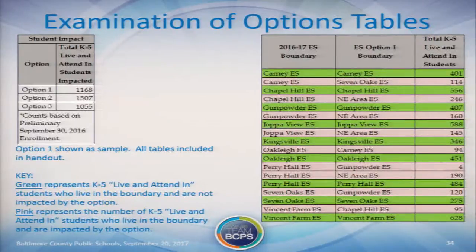We've provided you live-in impact data, so you can see how many students would be impacted in any particular option. So each option as it sits now is impacting over 1,000 students in the study area, which somewhat makes sense because you're building a new school and the entire school population is included in this impact count. When you look at this, this is really a detailed table that summarizes up to this. Everything that's green shows students who weren't moved, but everything in tan shows students who were moved. For example, in option one, Kearney sends 114 students to Seven Oaks. Chapel Hill sends 246 to the new Northeast Area Elementary. Gunpowder, 160 to the Northeast Area. And Perry Hall sends students to a couple of different schools in this scenario, but they keep 484.